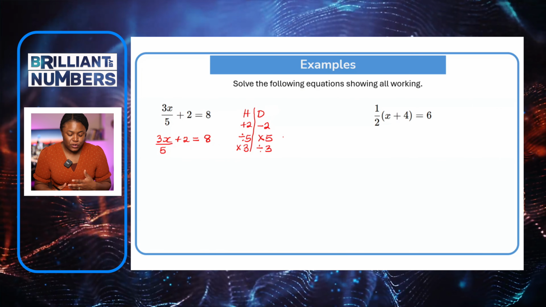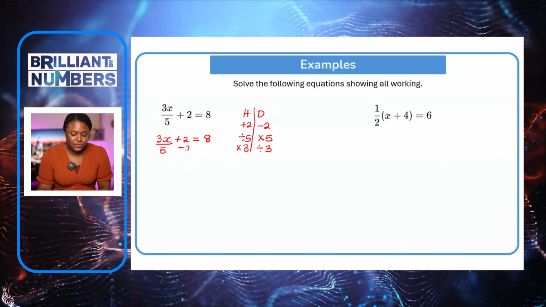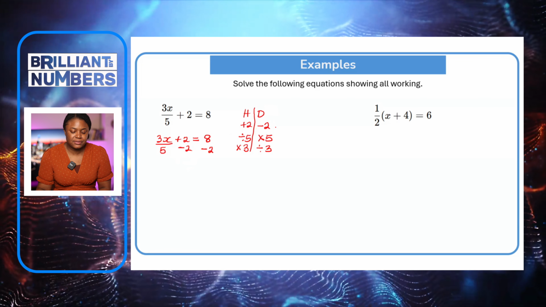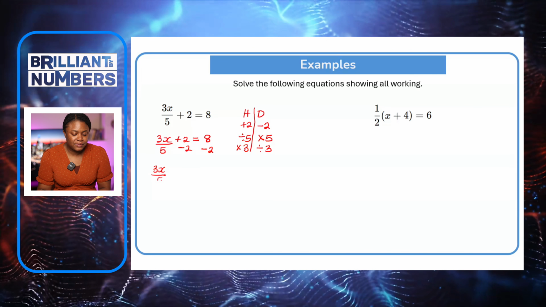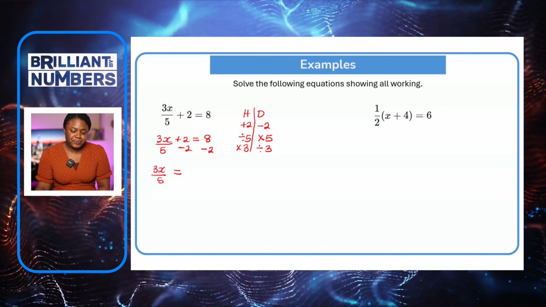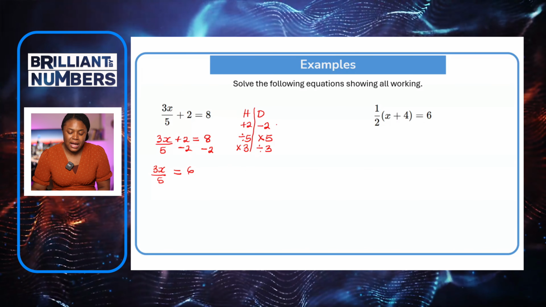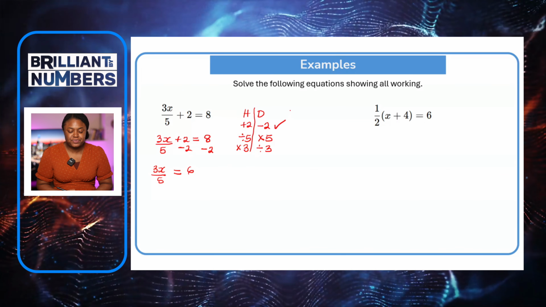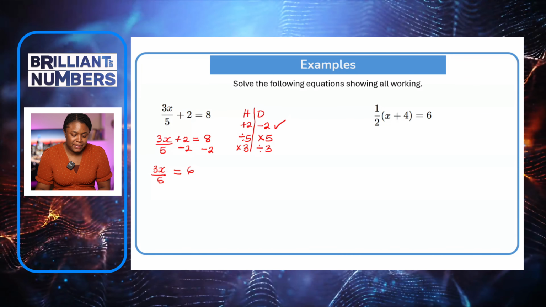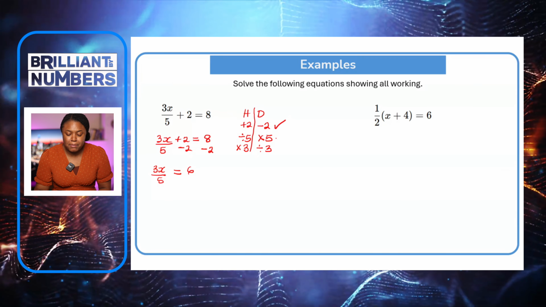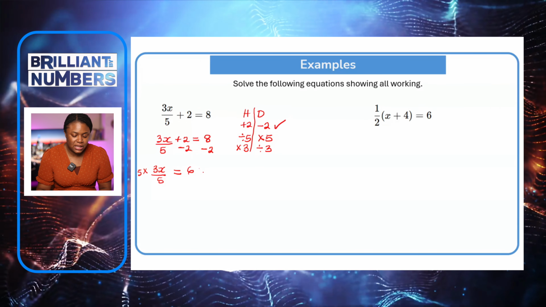So let's follow the principles. So first step is to subtract 2 from both sides. So doing this one, I've got 3x/5 equal to 8 minus 2 is 6. So I've done my subtraction. Now I need to do the opposite of dividing by 5 here, which is to multiply by 5. So multiply by 5 on both sides.